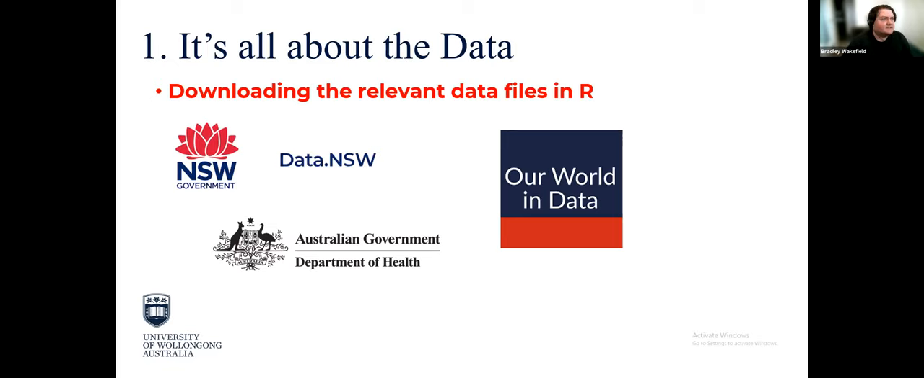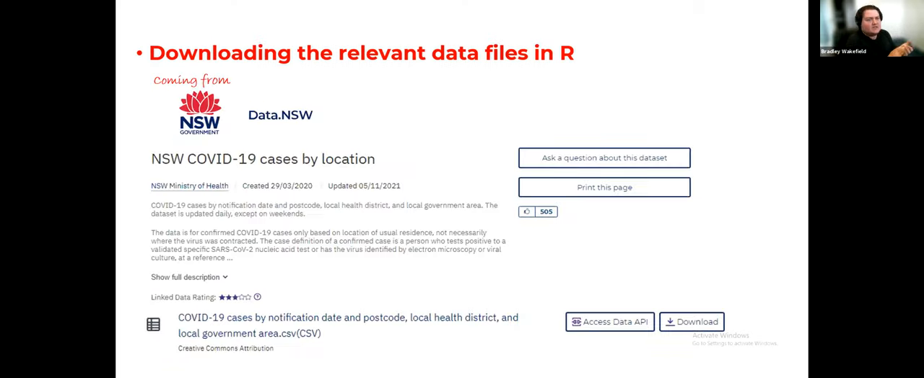So the first data set we're going to be looking at is from data.newsouthwales, and it is just the data set of all New South Wales COVID-19 cases by location. So for every single row, that's a different case that has come up in New South Wales, it will give me the LGA, the postcode, and the local health district as well. And you can find this data set online just by a simple Googling, but I'm going to show you how to load it into R with just one line of code.